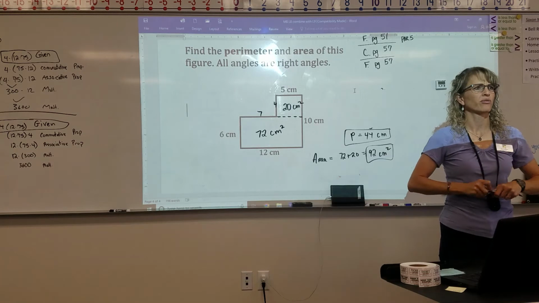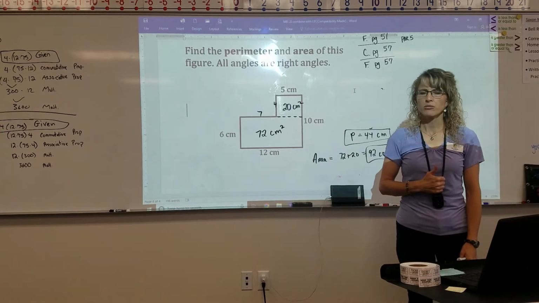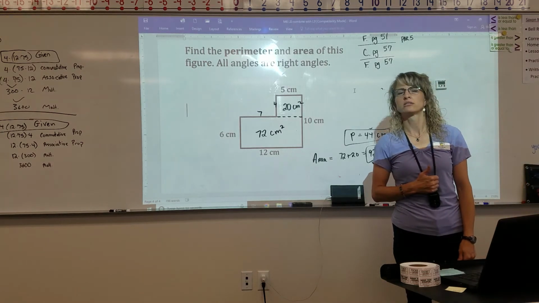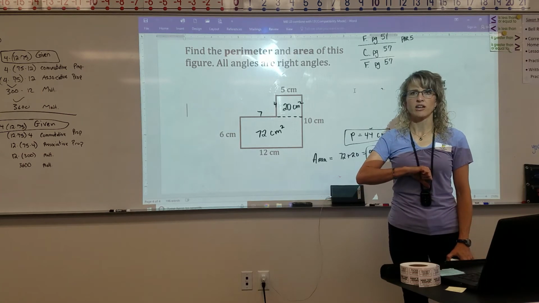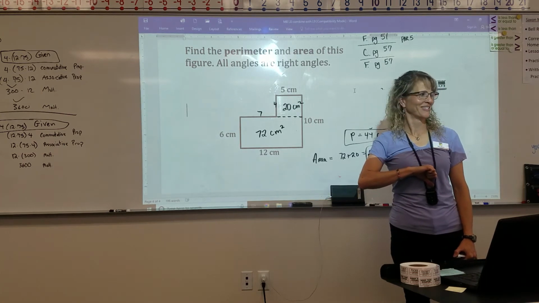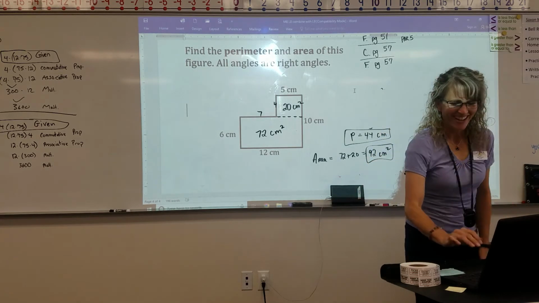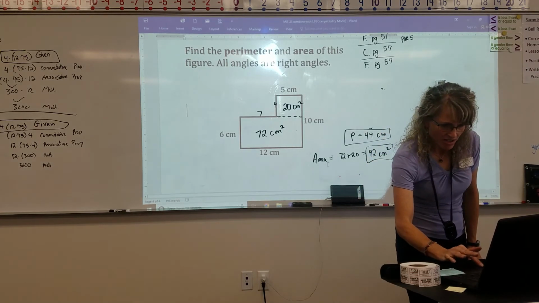Give me a thumbs up if I'm feeling pretty good about perimeter and area. Give me a secret thumbs down if you're like, I have no idea what you just did. Okay, we're good. All right. Let's go on to draw a line.